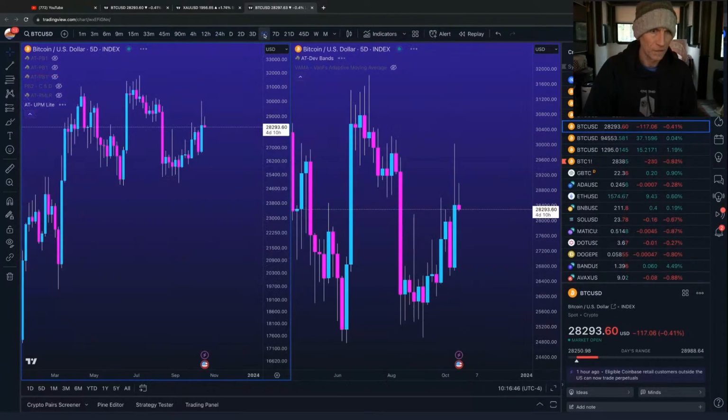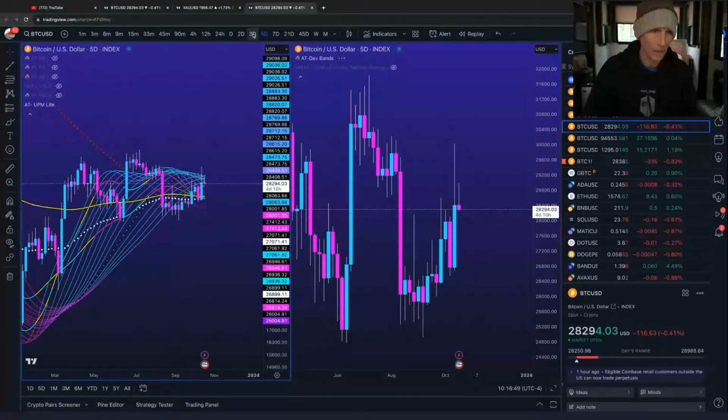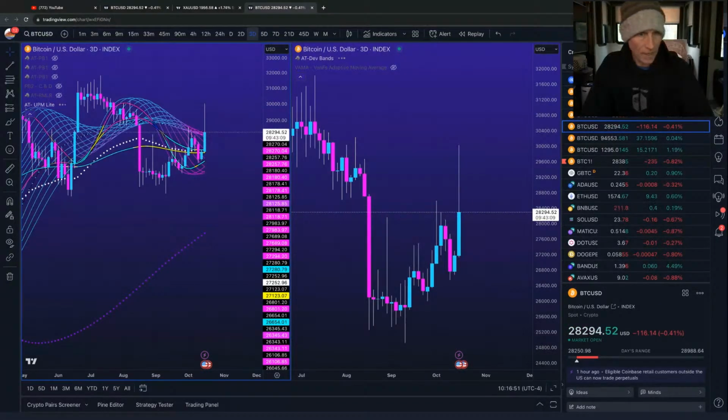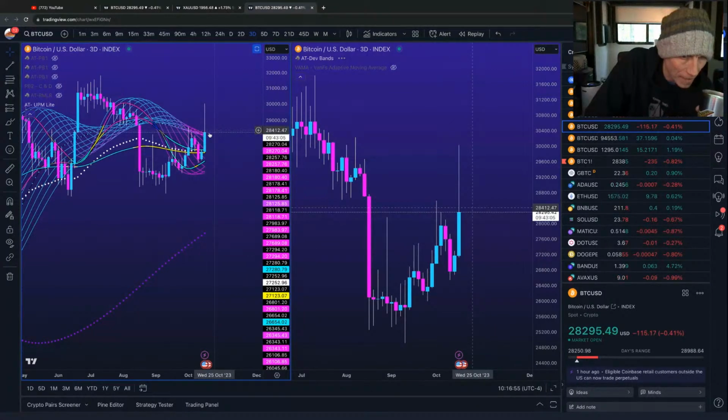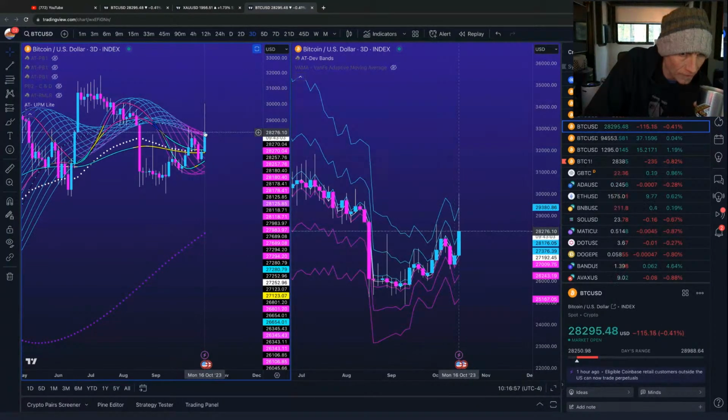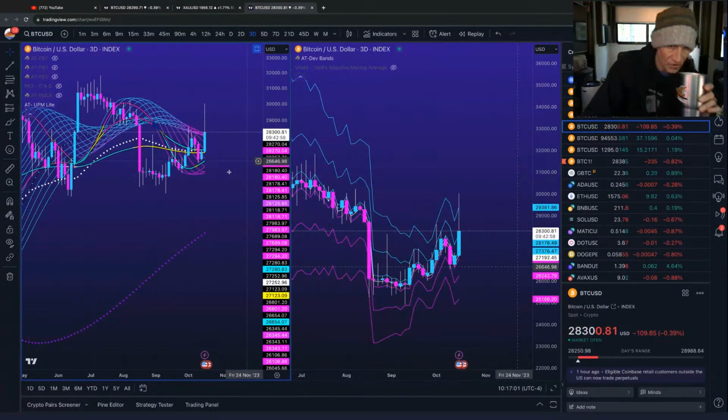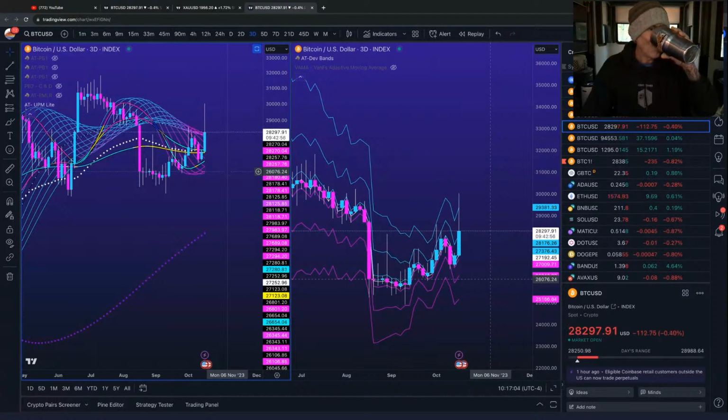Let me see something here. 5-day, outside the power mean band. 3-day, same. But look where you're at right now. You're right at the 33 power mean, that little dotted line right there. Interesting. Yeah, it's the top. 28,270. Those things are revving up.